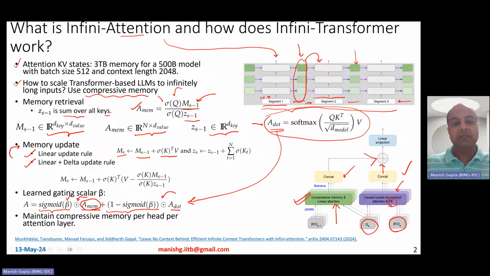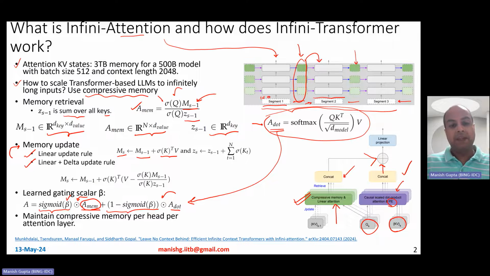Z S remains the same, but for the memory, you take M S minus 1, and then rather than just adding this part, you actually subtract the contributions of the segment so far. So you basically take this A memory and subtract it from V, so V minus, well, not exactly, this is M S minus 1 multiplied by sigma K divided by sigma K. So this is not the same as Q, this is K, right? So notice that. You try to take these attention computations that have already been done in some ways from the previous segments, and essentially you update the new knowledge that the current segment provides.